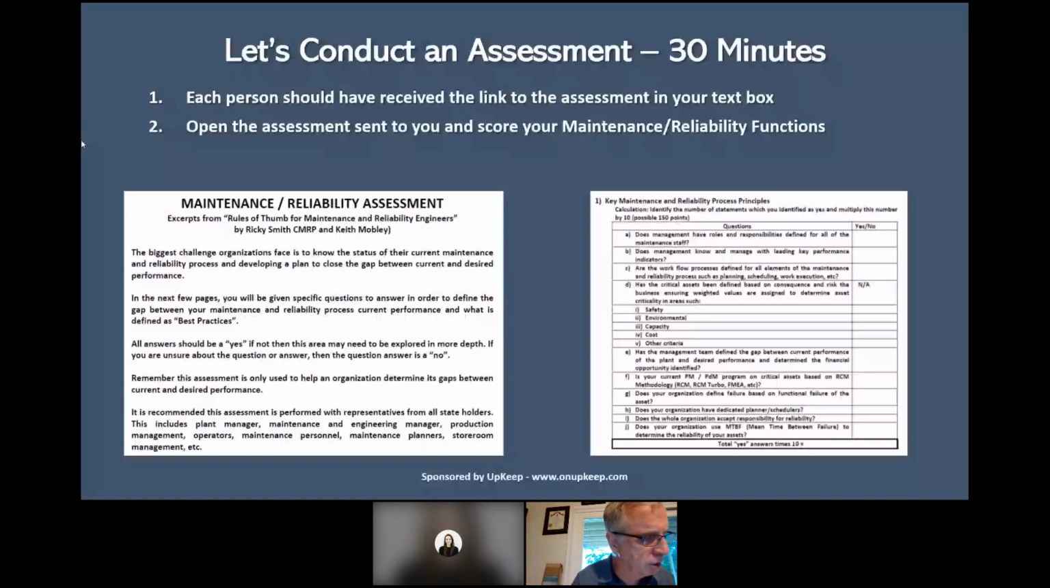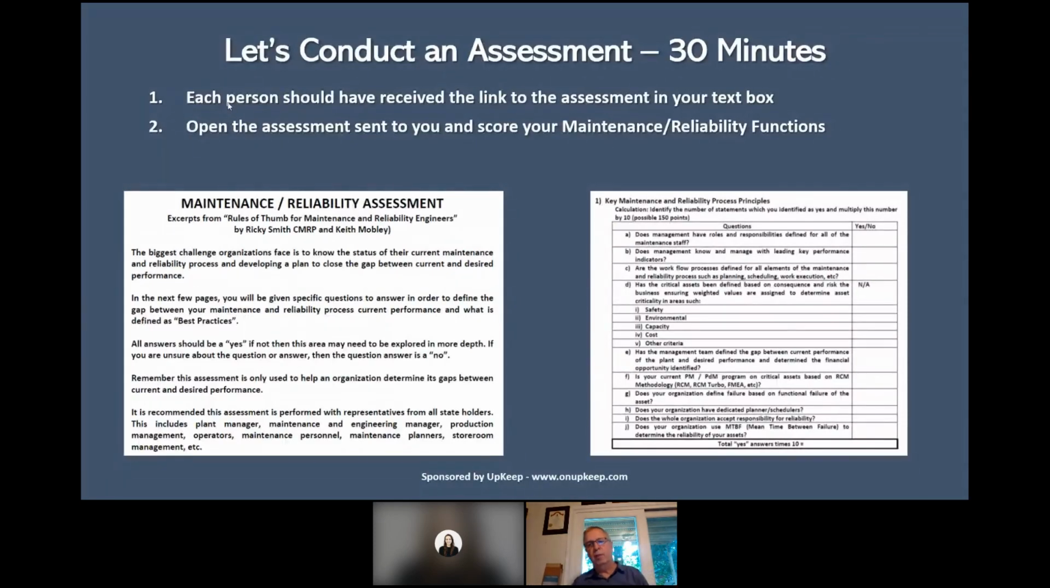Question for participant: do you measure safety only in the maintenance department or site-wide? It's site-wide. If you've got a lot of safety incidents in maintenance, you've got it site-wide. There's no doubt. So what I want you to do is open the assessment that was sent to you and score the maintenance and reliability functions.